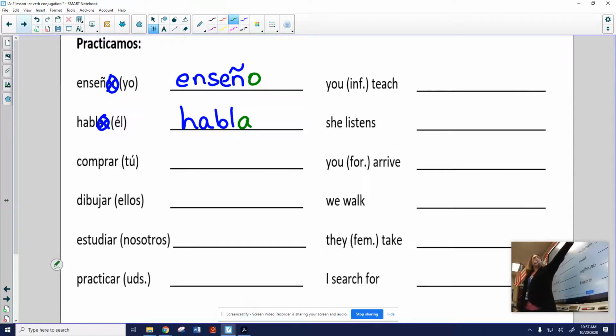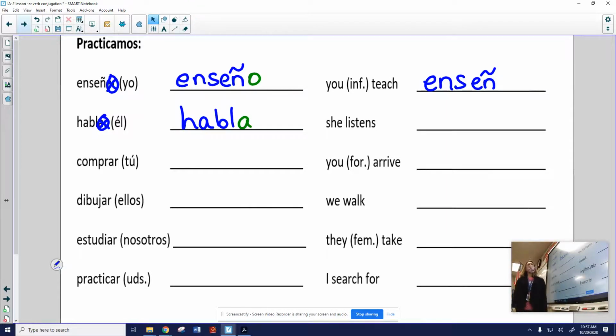Let's move down a little bit. What about these? You teach. Enseñar is to teach. How about you teach? Enseñ is the stem. You informal? Which ending would that be? O, as, a, amos, áis, an? As. Excelente. Enseñas.